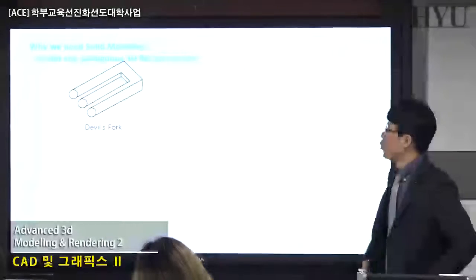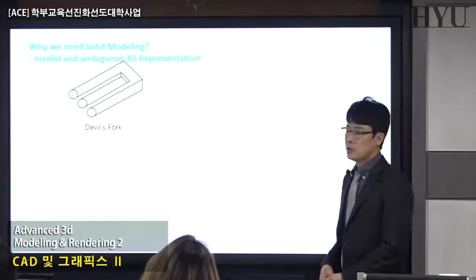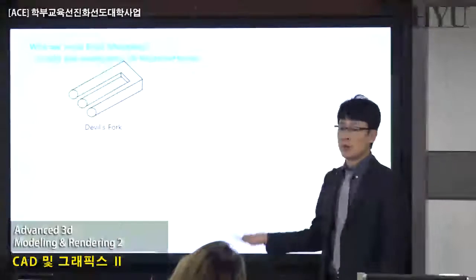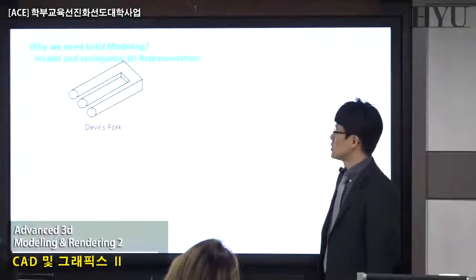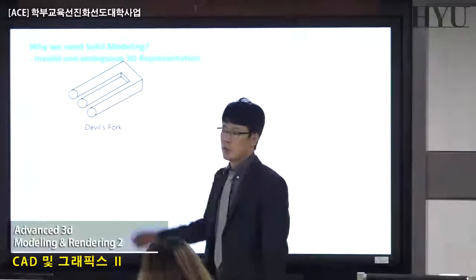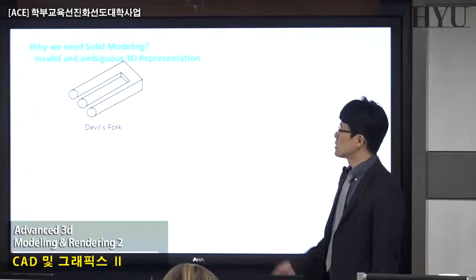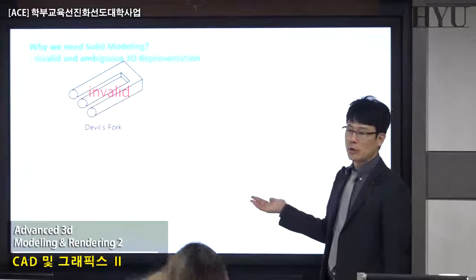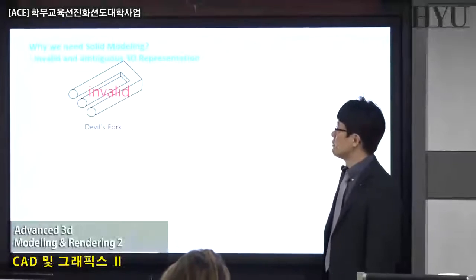Another example of why we need a solid model. I told you, without ambiguity. That's one way of solid representation. You know, this is kind of an illusion. It's invalid, okay? We can easily recognize that it is invalid.